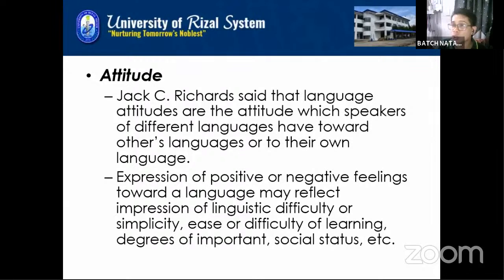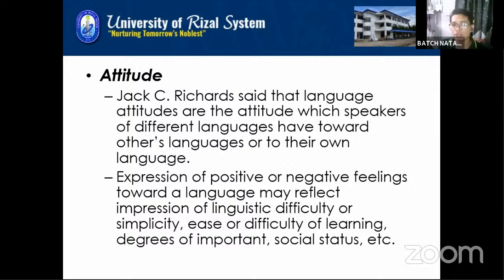Next, Jack C. Richards said that language attitudes are the attitudes which speakers of different languages have toward others' languages or to their own language. So, kapag merong bias yung bata on studying second language at passive siya doon sa first language, ang kanyang acquisition is leaning towards the second language acquisition, not on the first language.